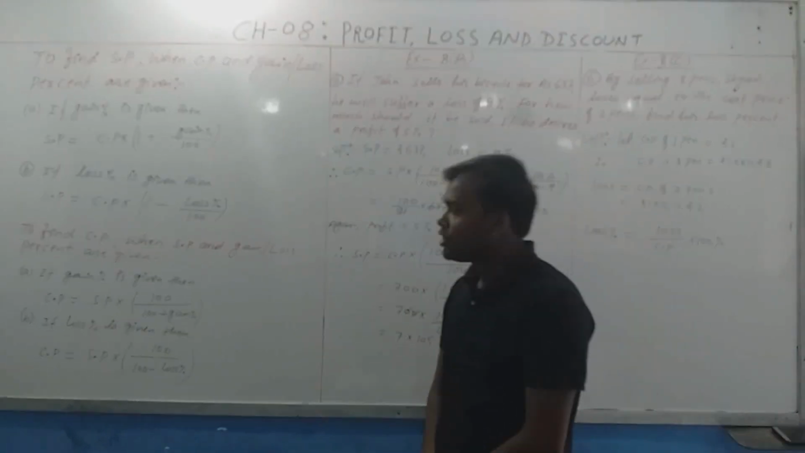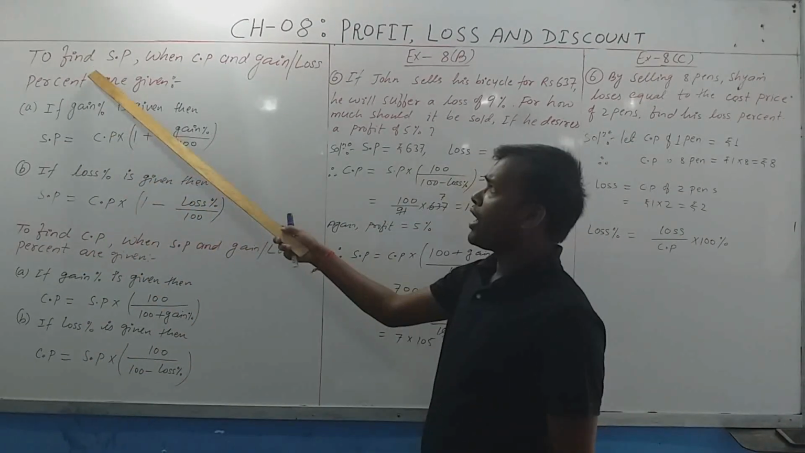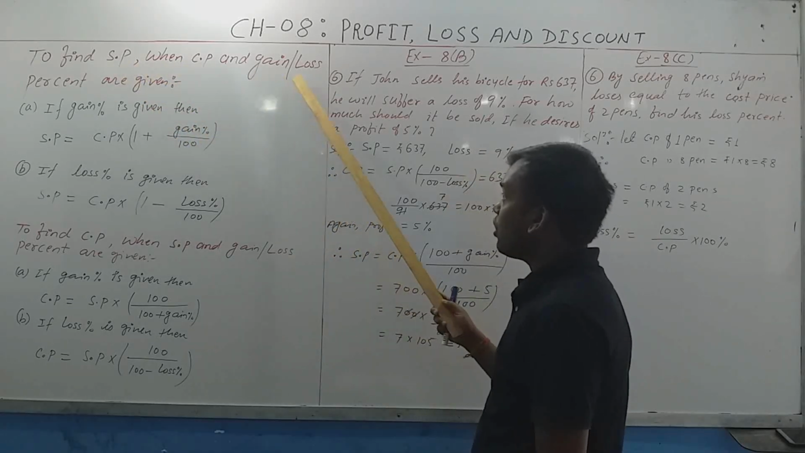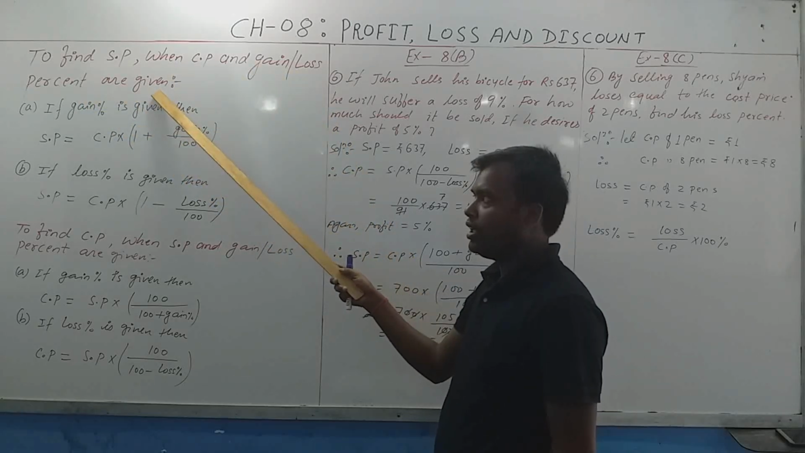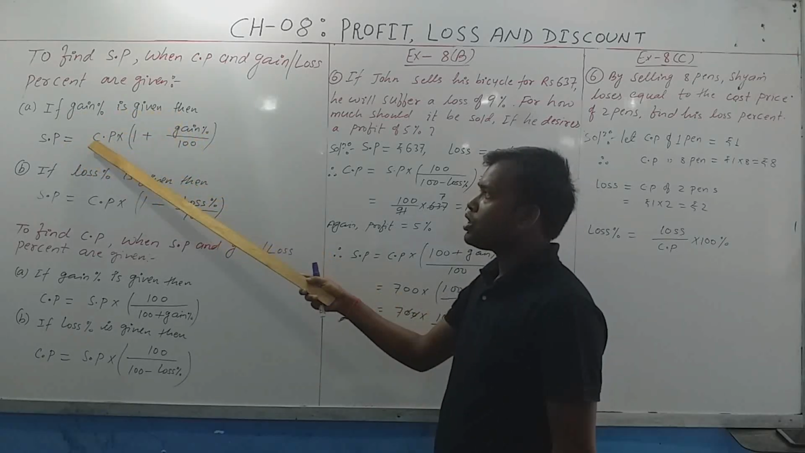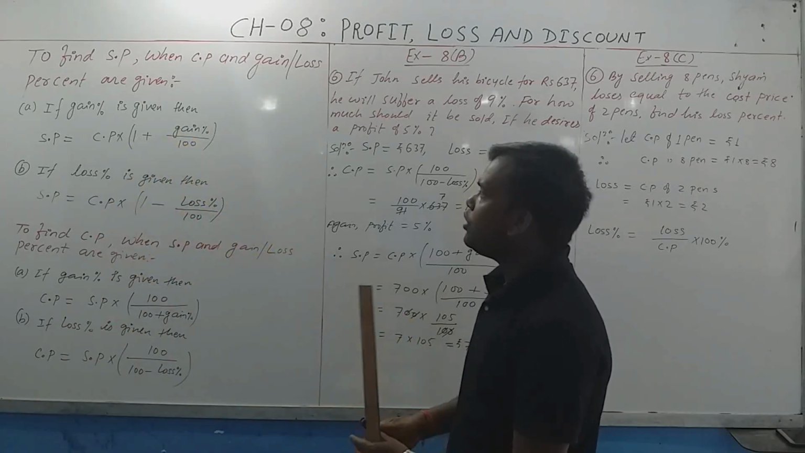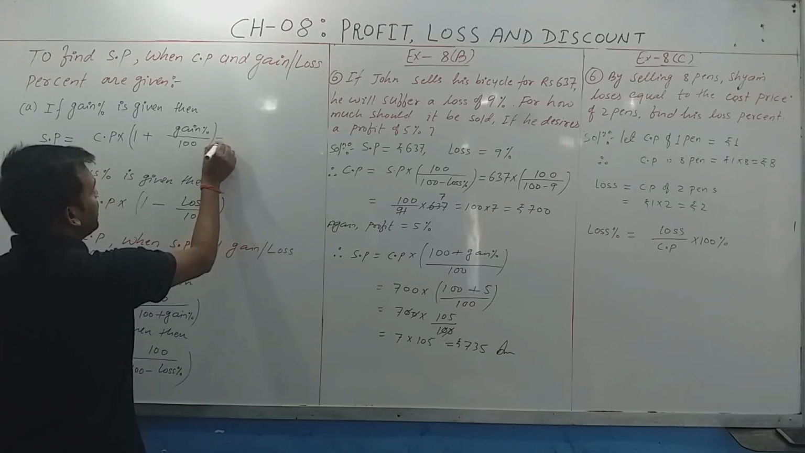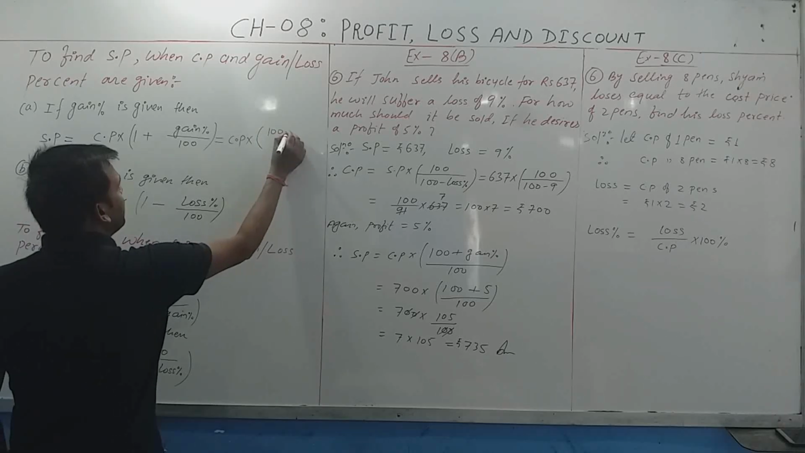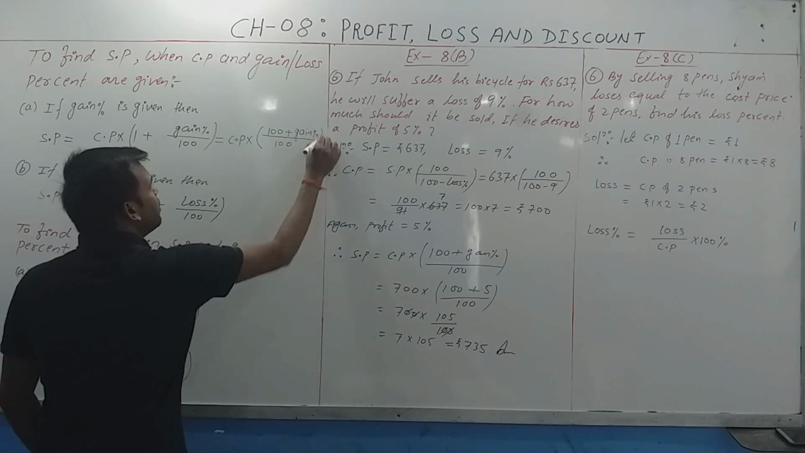The first formula which is given here is to find SP, that means selling price, when CP, that means cost price, and gain or loss percentage are given. That means we have to find SP if gain percentage is given. Then SP is equal to what? CP into 1 plus gain percentage by 100. Even you can write this formula in the simplest form, which is CP into, take the LCM, so this will be 100 plus gain percentage and whole divided by 100.